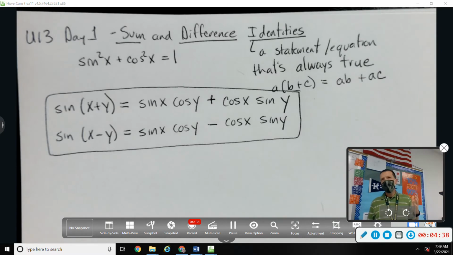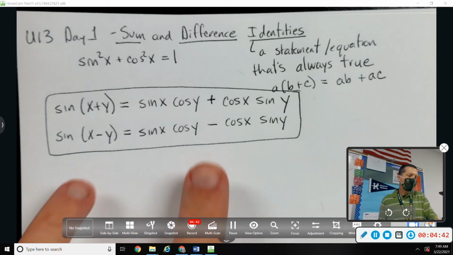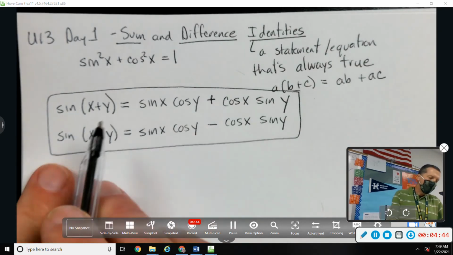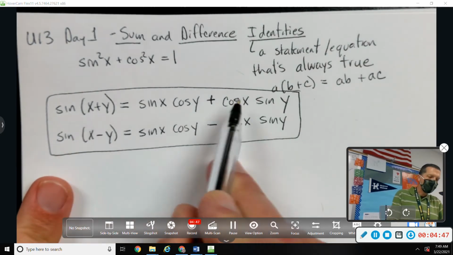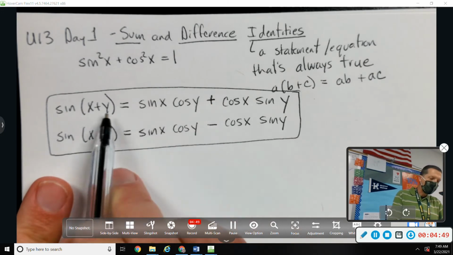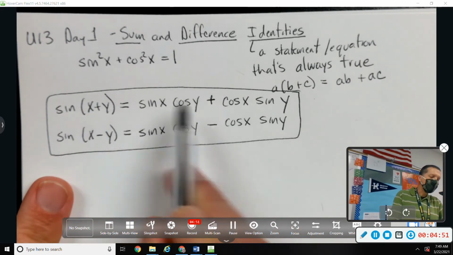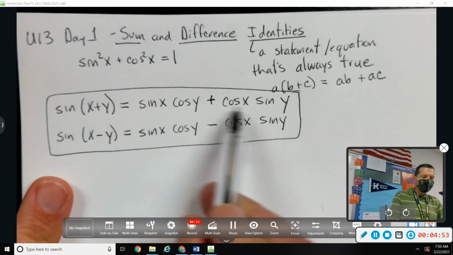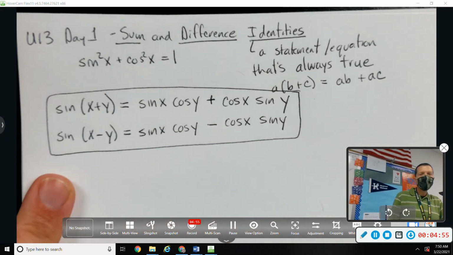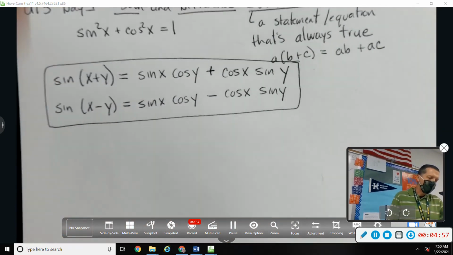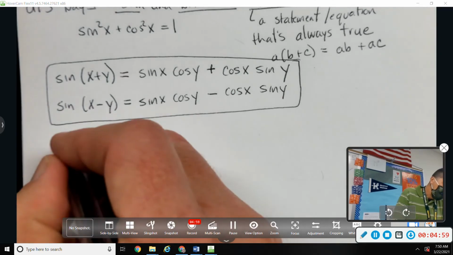This doesn't really matter for you guys because you're not worried about memorizing them, but some textbooks will write that as one statement. They'll just put plus or minus right there and plus or minus right there, meaning that if you use the plus, use the plus. If it's minus, use the minus. But we don't do that very often, so I didn't want to. I thought that's more confusing than helpful.